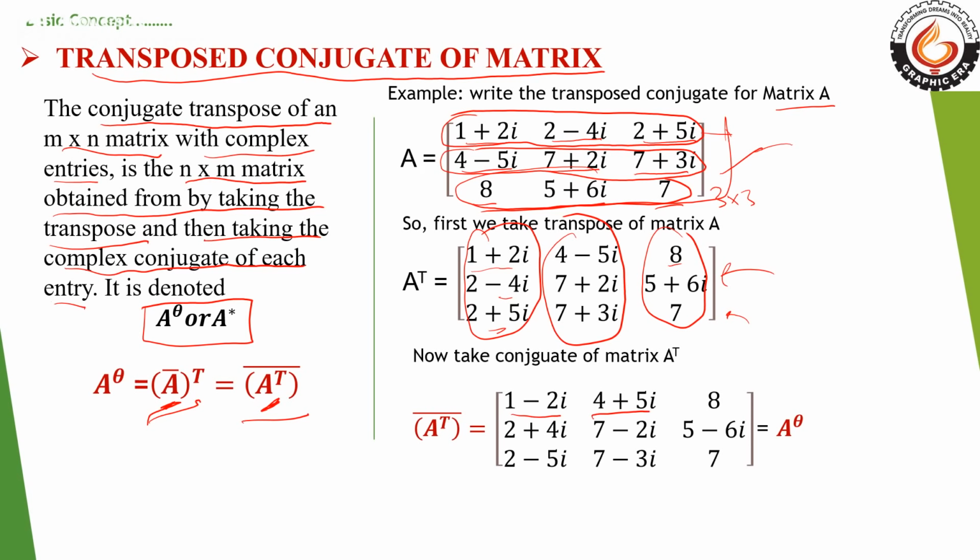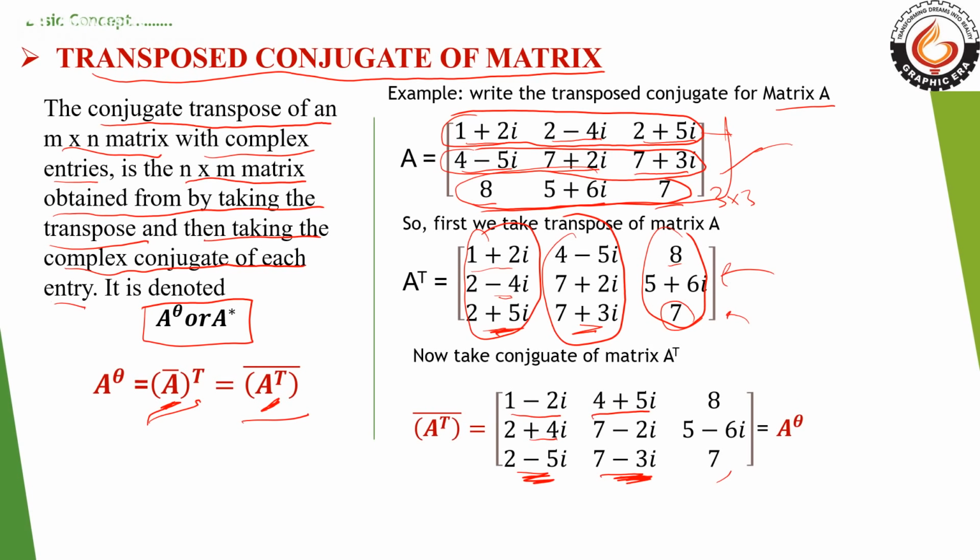And in a similar way, 2 minus 4 iota, the conjugate is 2 plus 4 iota. 7 plus 2 iota means 7 minus 2 iota. 5 plus 6 iota means 5 minus 6 iota. 2 plus 5 iota, we get 2 minus 5 iota. 7 plus 3 iota, 7 minus 3 iota is the conjugate, and the conjugate of 7 is 7.